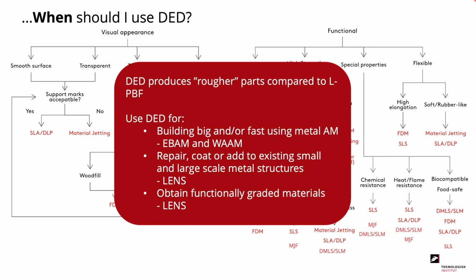In general, DED produces rougher parts as compared to laser powder bed fusion. You should be using DED when you want to build big and/or fast using metal AM, especially EBAM and WAM are suitable for this. If you want to repair, coat or add material to existing small and large scale metal structures, you can use the LENS process. Similarly, the LENS process can be used to obtain functionally graded materials.